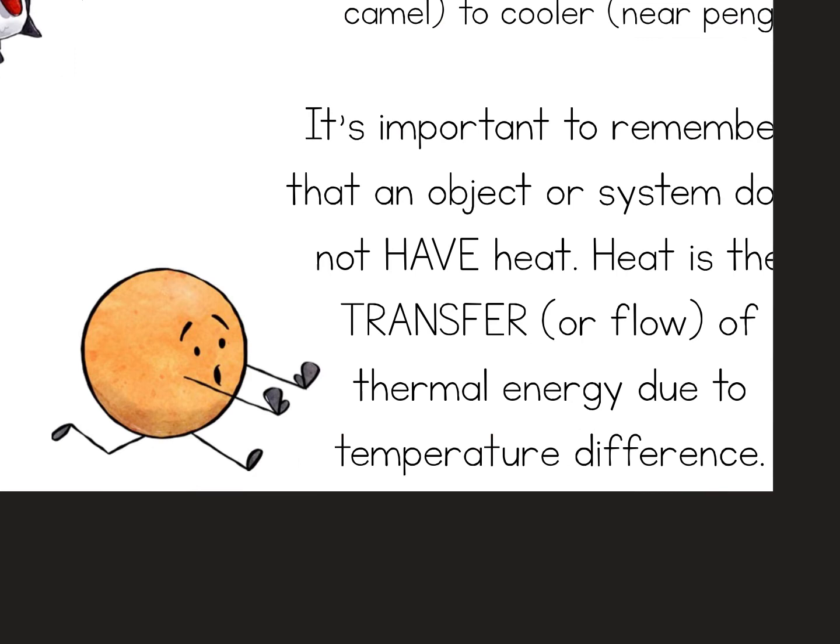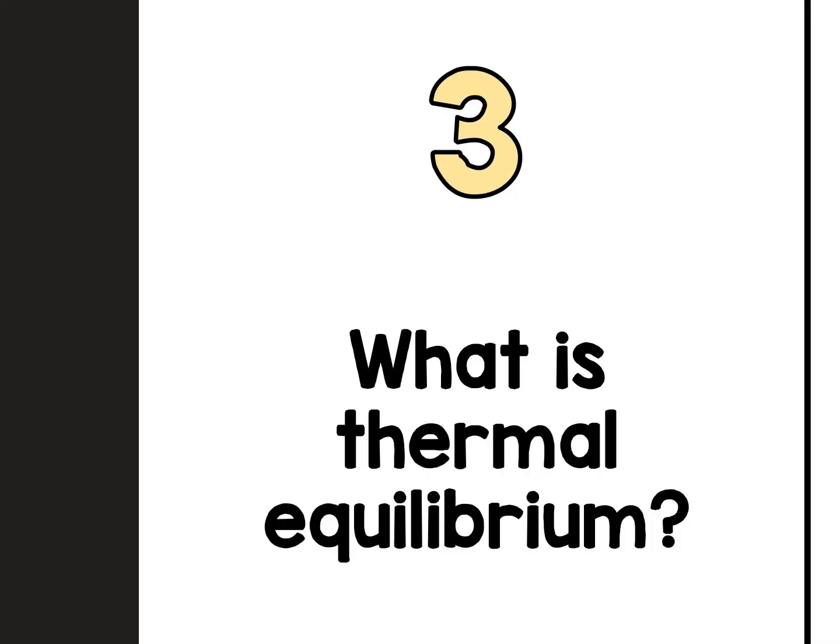One last thing that's important to remember is that an object or system does not have heat. Heat's the flow of thermal energy due to a temperature difference. It's transferring the heat over. It's a process, not an object. Now, let's consider topic question 3.